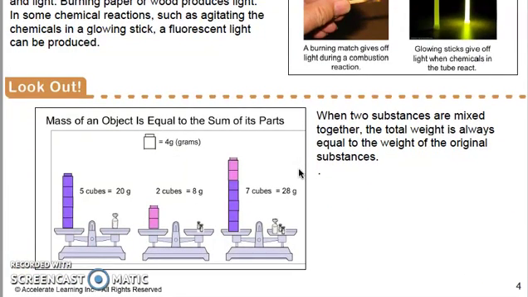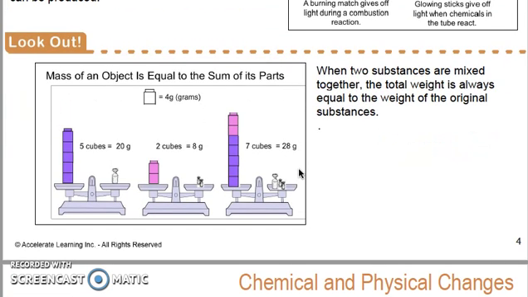When two substances are mixed together, the total weight is always equal to the weight of the individual substances. Basically, what this means is, if you had all the contents or the stuff inside your backpack and you weighed it individually and then added all those numbers together, it would weigh the exact same thing as if you just put your whole backpack full of all that stuff on a scale. When you mix matter together, the weight never disappears. The matter never disappears. That's called conservation.